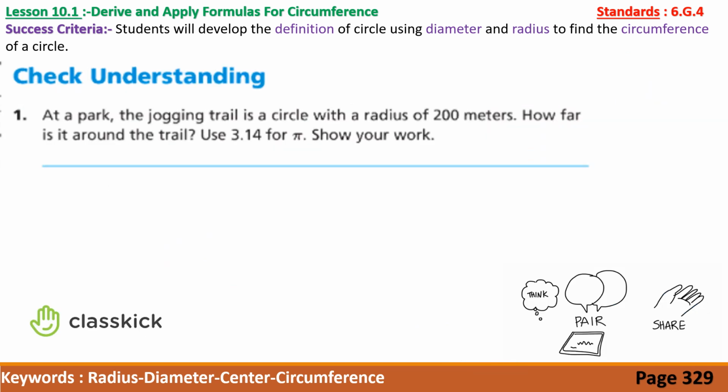At a park, the jogging trail is a circle with a radius of 200 meters. How far is it around the trail? Again, whenever there is a word like around or surround, you should use the formula of circumference. In the question, the radius is given, so the formula we will use is 2 pi r.